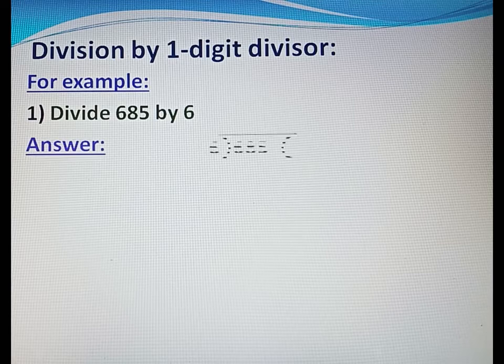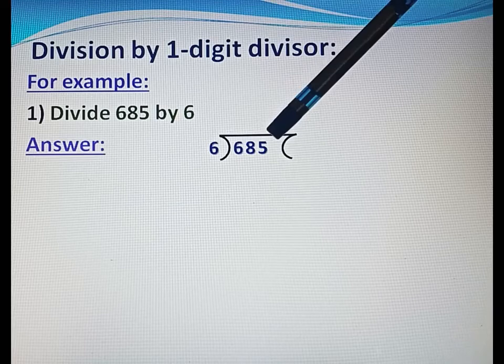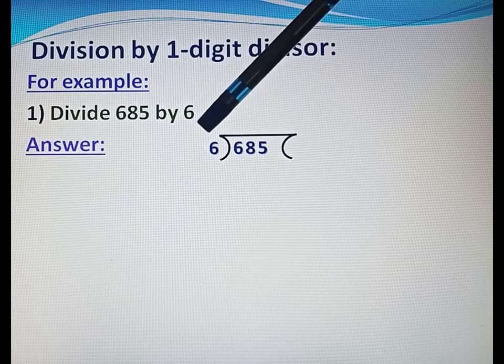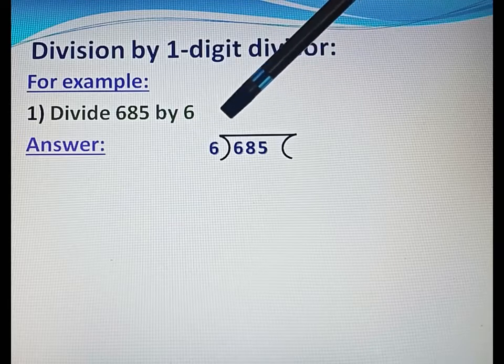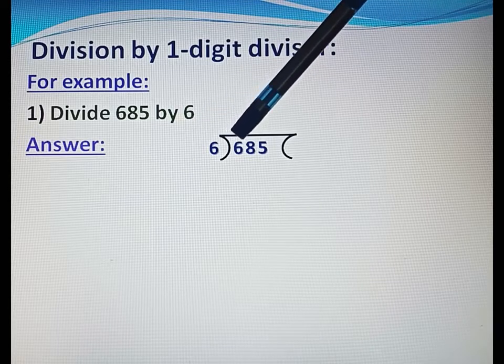Answer. 685 is dividend, so we have written here, and 6 is divisor, so we have written on left side. And then we will do division. One digit divisor, that is 6. So in dividend also we will take first digit, that is 6.